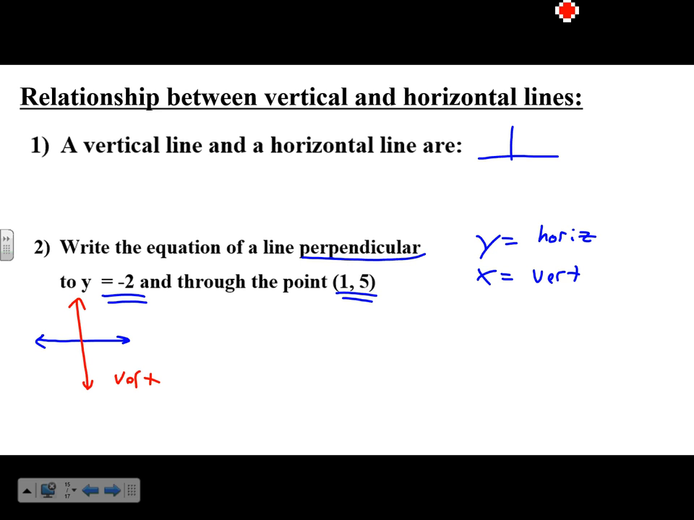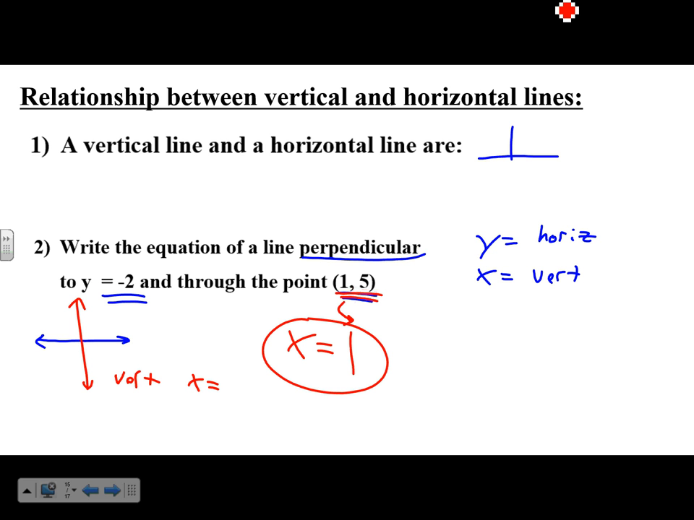Well, if it's a vertical line, it's x is equal to something. If we're given this ordered pair, it's got to be x is equal to 1, because that is the x value. That's it. So again, horizontal lines are always perpendicular to vertical lines, and so we have a horizontal line at y = -2. That means x is equal to 1.